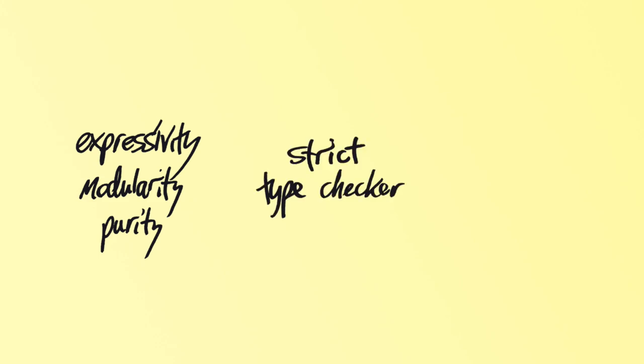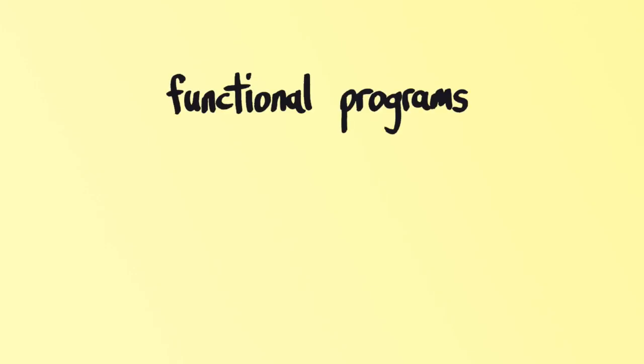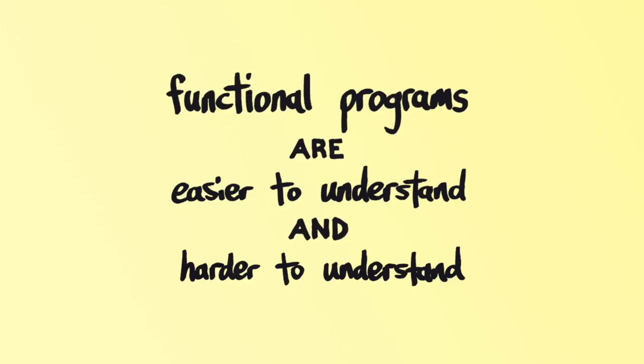Returning briefly to the topic of debugging, the first line of defense is all that expressivity and modularity and purity stuff. By design, they help prevent bugs before they happen. Then there's the strict type checker, which prevents bugs while they're happening. And then there's debugging for any bugs that remain in a program that runs. And I'm going to truncate another explanation here by saying that sometimes it'll be hard to find the bug even with a debugger. In short, functional programs are easier to understand and harder to understand, and that's why functional programs are easier to debug and harder to debug.